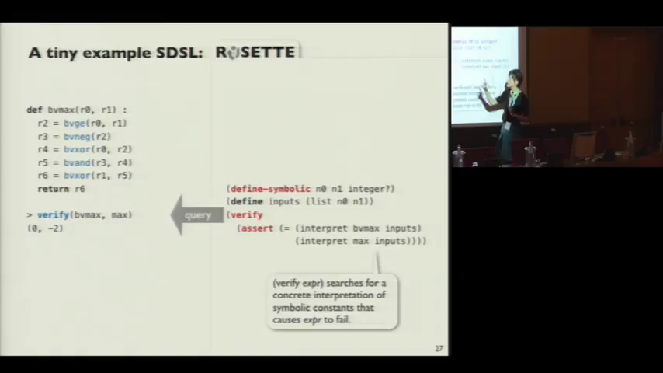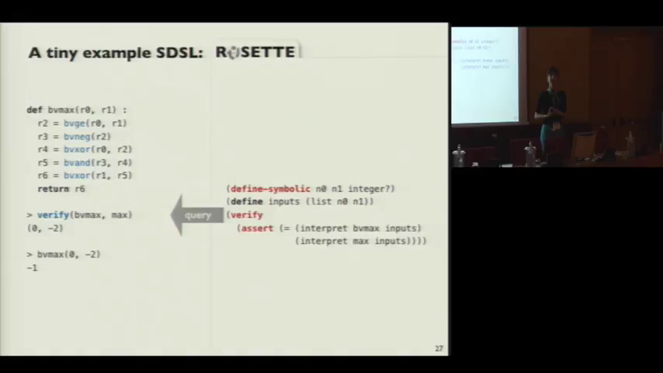It's 0 and minus 2. Because we can execute our code, we can check that it is in fact bad. When we apply BVMax to 0 and minus 2, the result is minus 1, which is clearly wrong. Can anyone see where the bug is? No, I didn't ask that seriously.